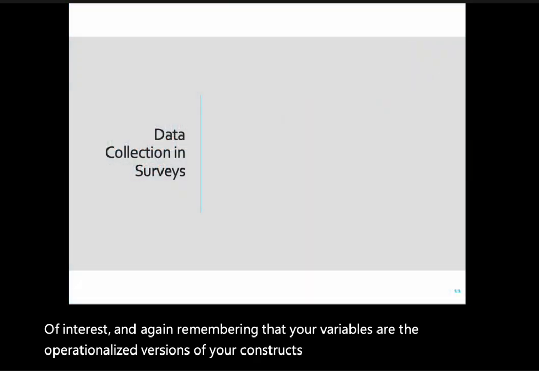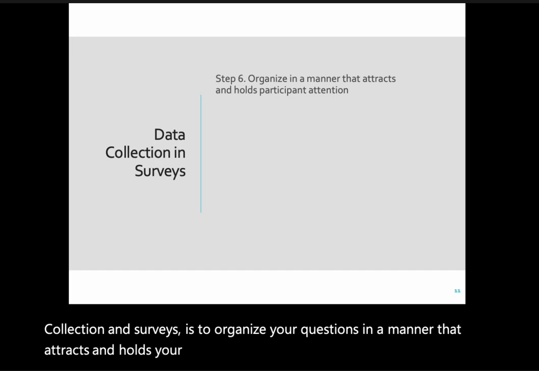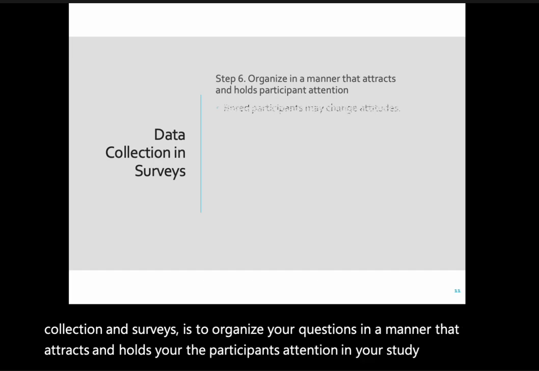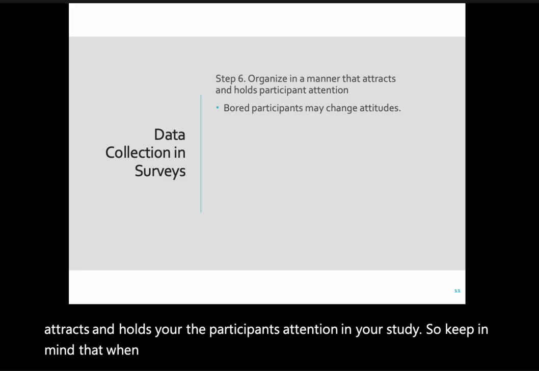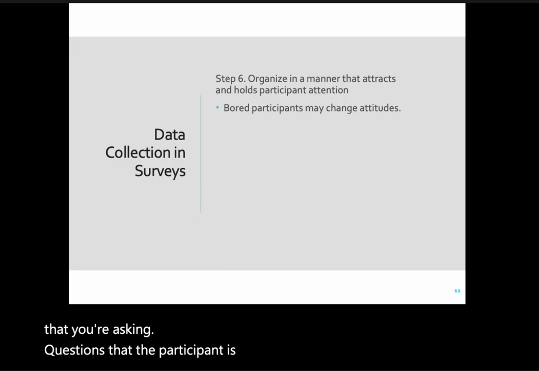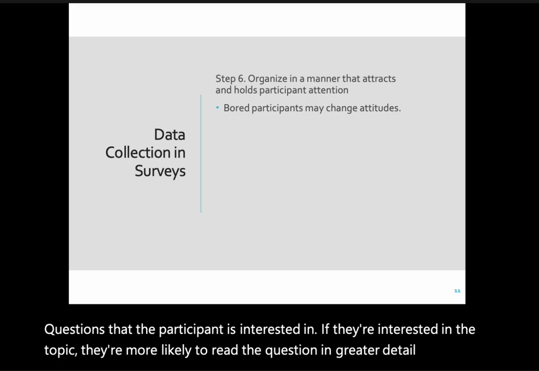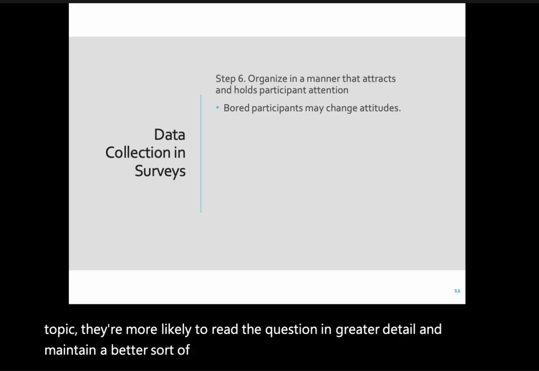So step 6 in creating data collection and surveys is to organize your questions in a manner that attracts and holds the participants' attention in your study. Keep in mind that when participants are bored by the questions, it can change their attitude towards the entire questionnaire. So you want to make sure that you're asking questions that the participant is interested in. If they're interested in the topic, they're more likely to read the question in greater detail and maintain a better perspective and attitude about the survey or questionnaire in general.